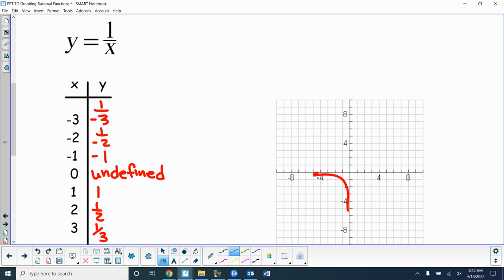it goes like this. And what ends up happening, the y-axis is our vertical asymptote, and the x-axis is our horizontal asymptote. And we usually show, if we were graphing, our asymptotes as dashed lines.